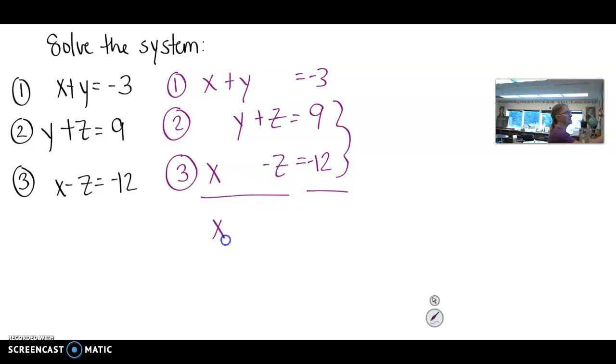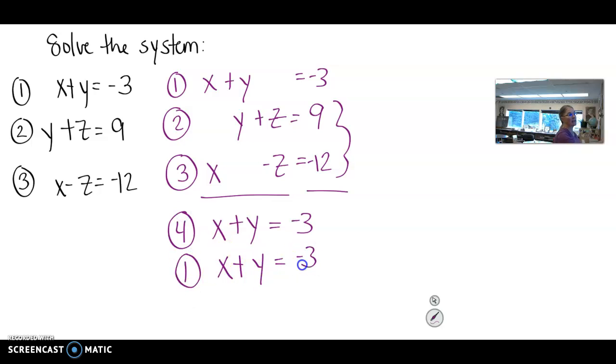I have an x plus, there's no x up there, but adding 0 plus x, you get x. And then I have plus, this is a positive y. The z's are gone, and I end up with x plus y equals -3. I'm going to call this equation 4. Look at equation 1, it's exactly the same. So when I add these together, oh wait, it's exactly the same.